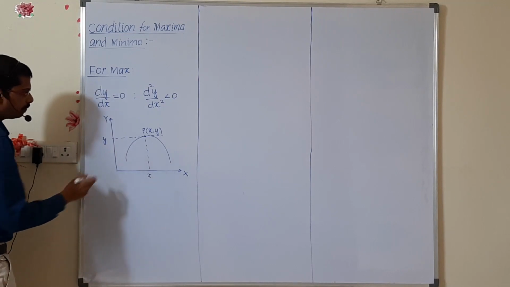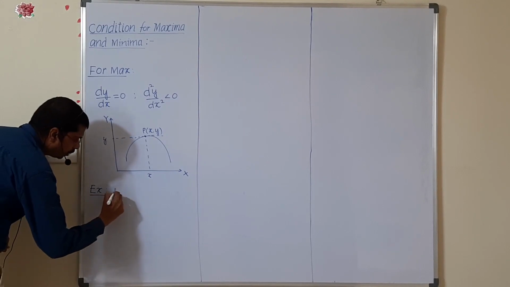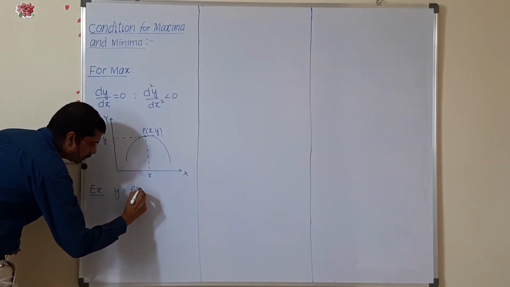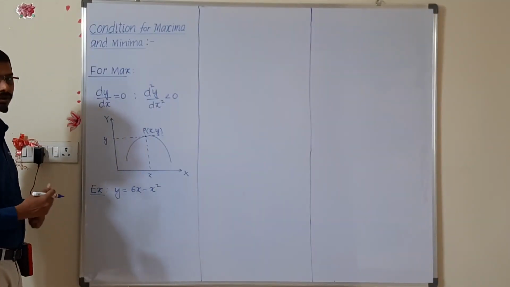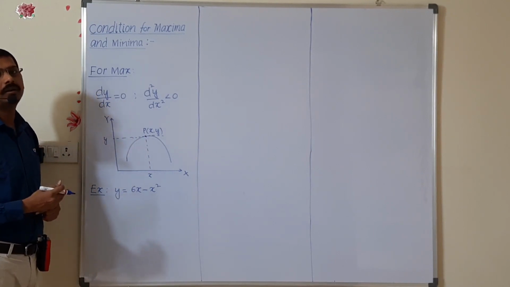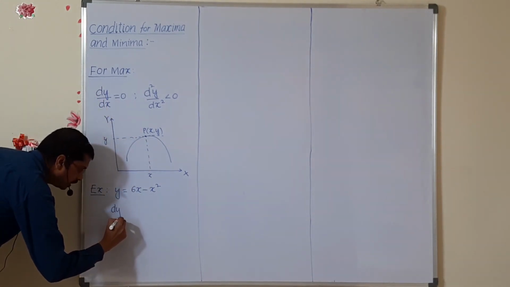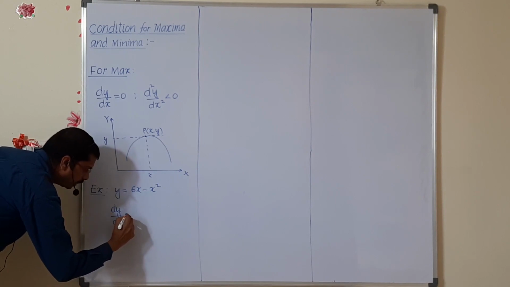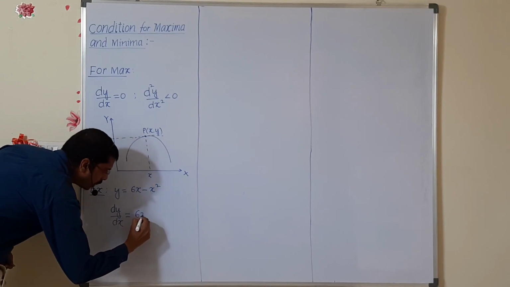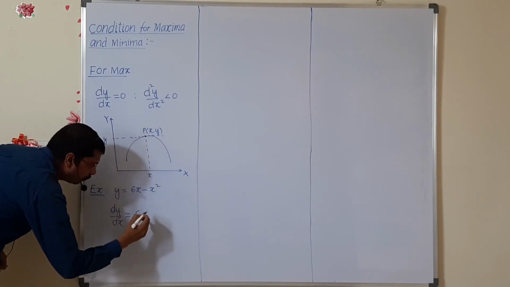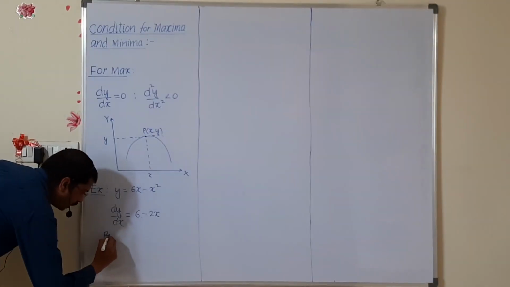Now we will solve one example based on this. y is equal to 6x minus x square. We don't know whether it is maximum or minimum; we have to find out. Shall we discuss the first one? We have to do the first differentiation dy upon dx. I am directly writing it because we have already discussed this concept. Now the differentiation of 6x is 6, minus 2x.